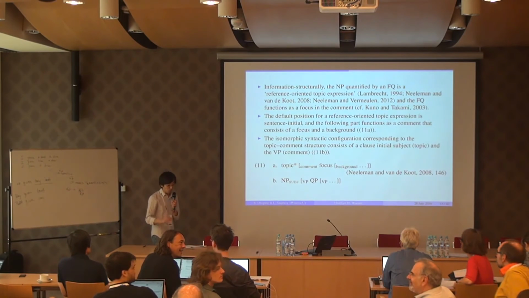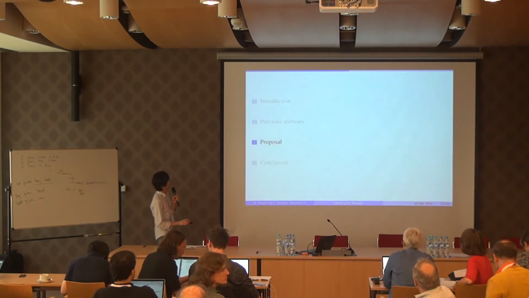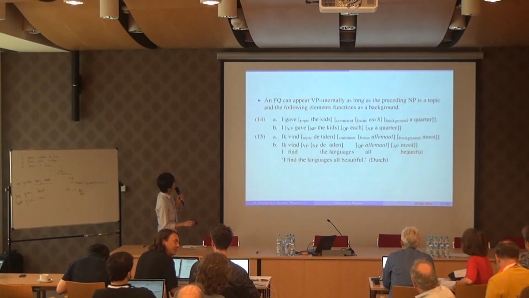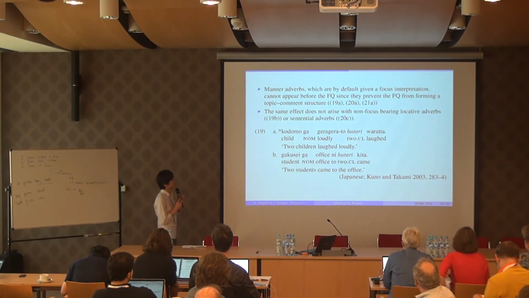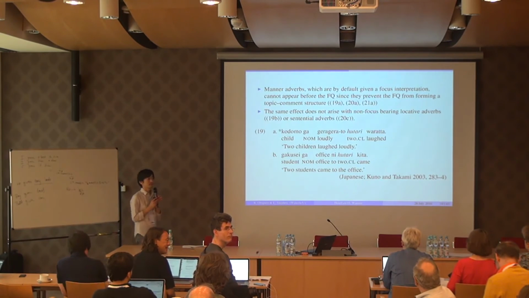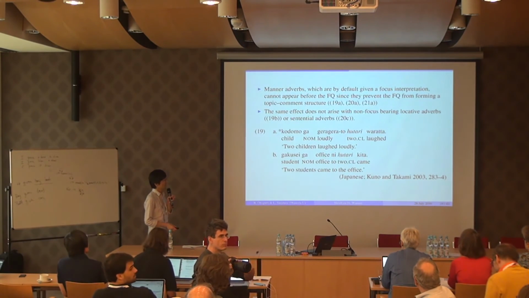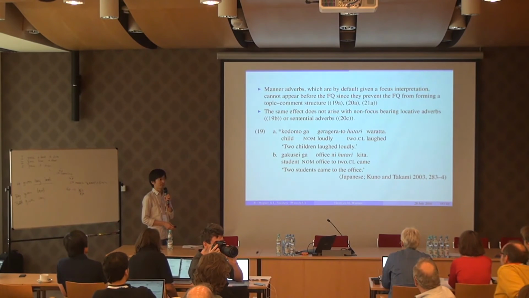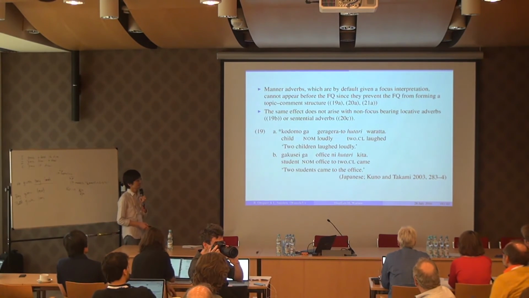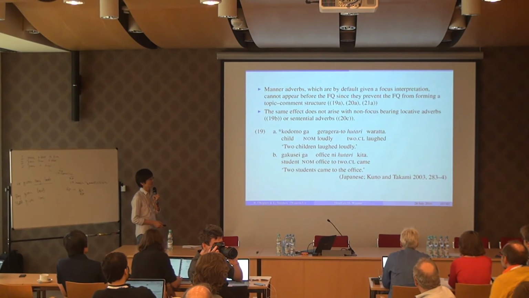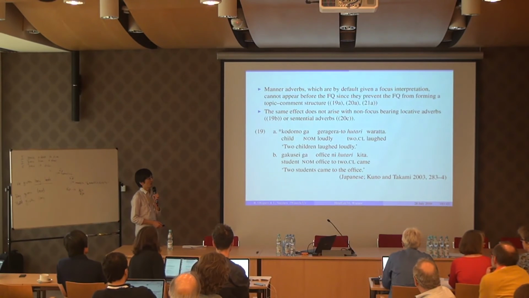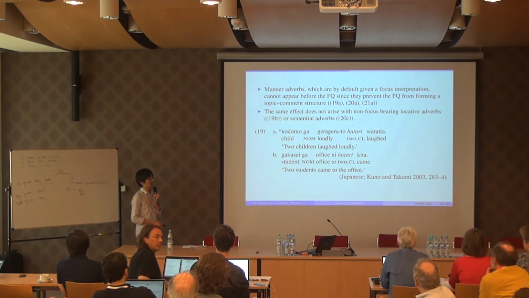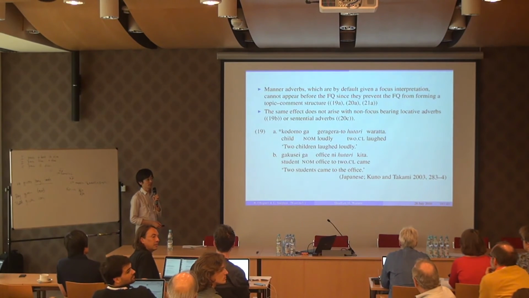I'd like to ask about number 19b, just the Japanese data. 学生がオフィスに2人来た. So office is a topic in this structure? No, 学生が is a topic. All right. But it is marked with ga, not wa. Mm-hmm. So why do you say that gakusei-ga is the topic? So you're saying that the topic in Japanese must be marked by what? I wouldn't take that position.